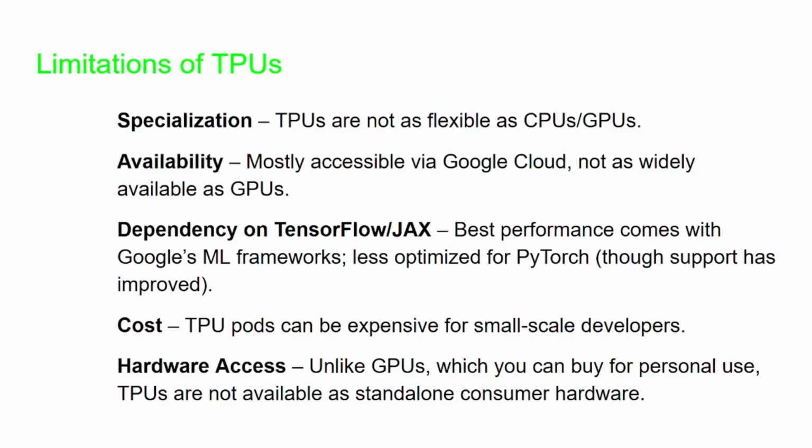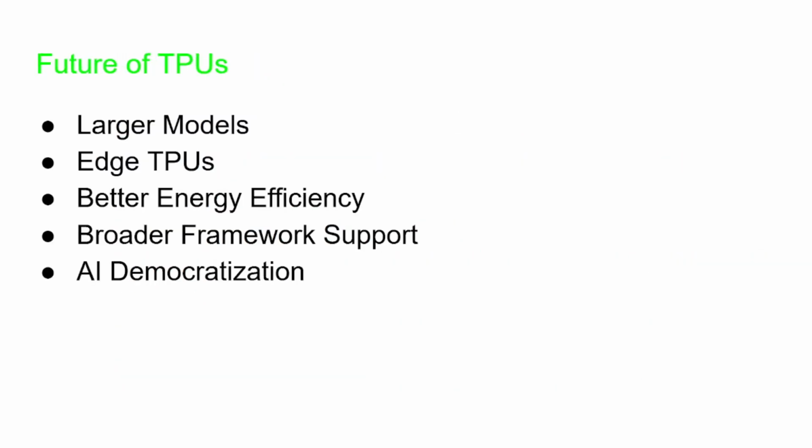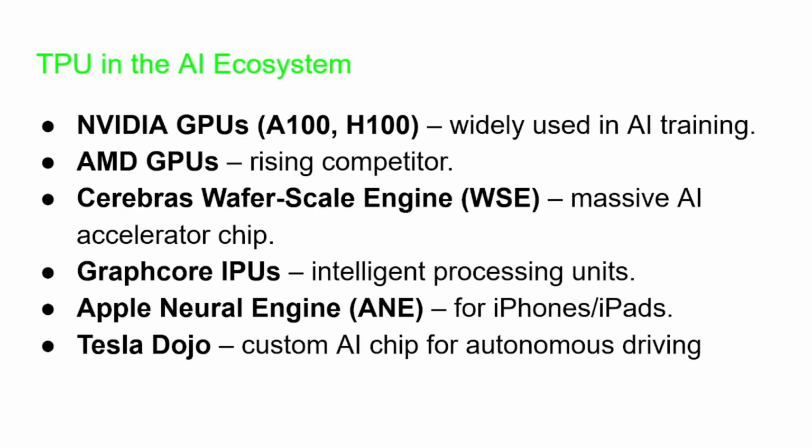consumption of the hardware. Some of the future trends of TPUs: it is in demand, and specialization in AI hardware continues to grow. TPUs are likely to evolve further in several directions like larger models, better energy efficiency, broader framework support, and AI decarbonization.